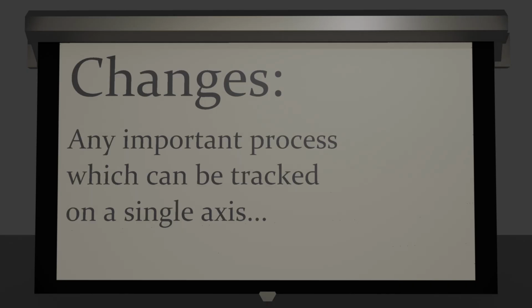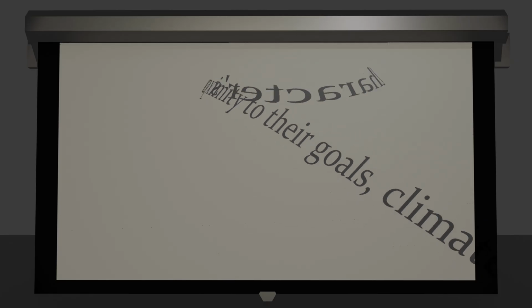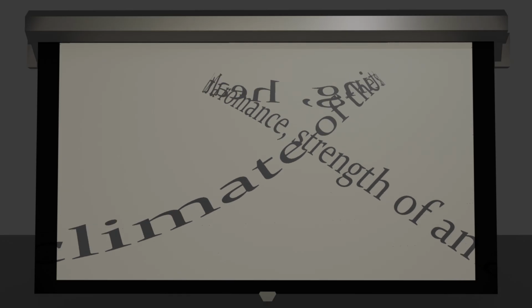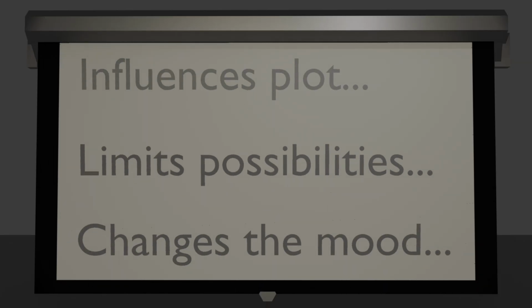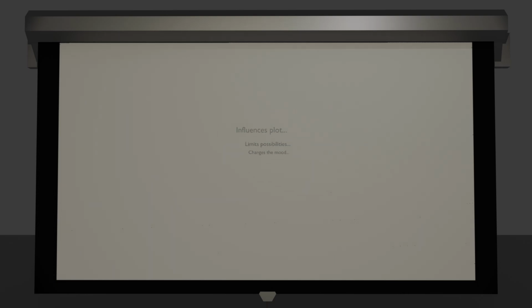In practice, those axes of change could be almost anything. It could be how close the protagonist is to achieving a goal. It could be how dry the climate of the setting is. Maybe it's the stability of a romantic relationship, or even the strength of an army. So long as it's something that affects the plot, dictates what kinds of events can occur at a certain point in the story, or changes the atmosphere or mood of the story, it's worth graphing.